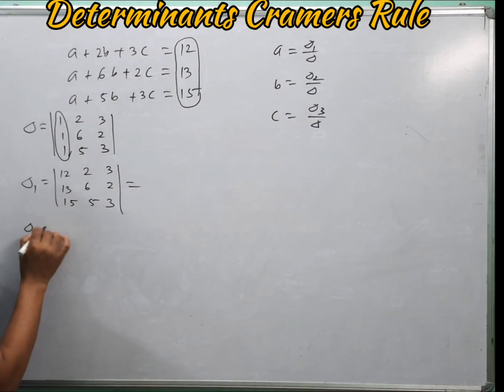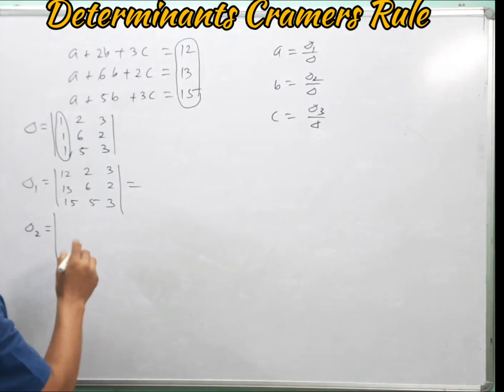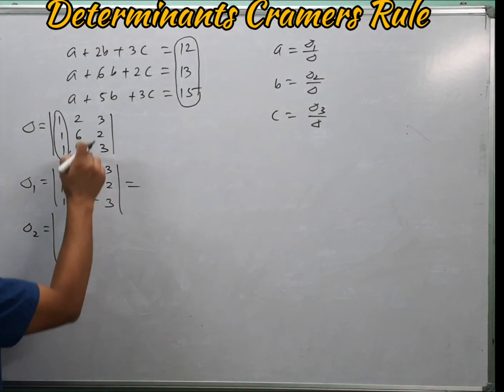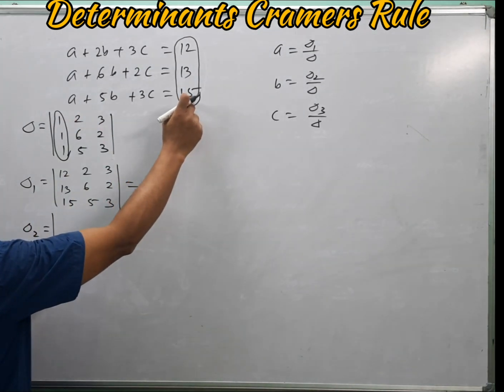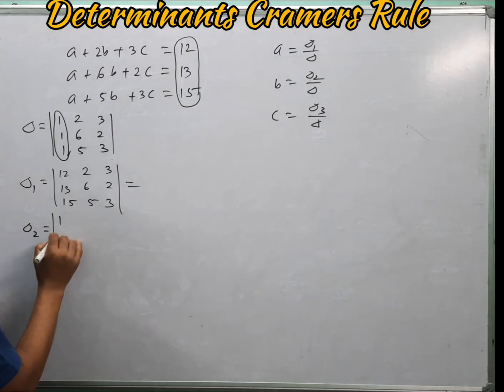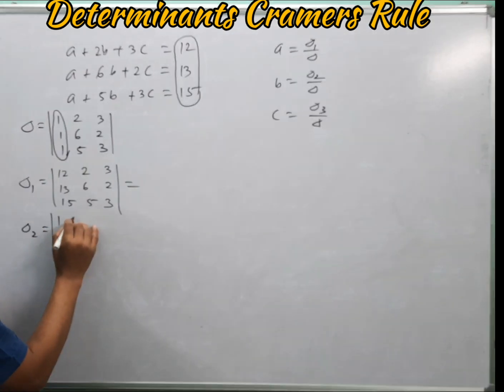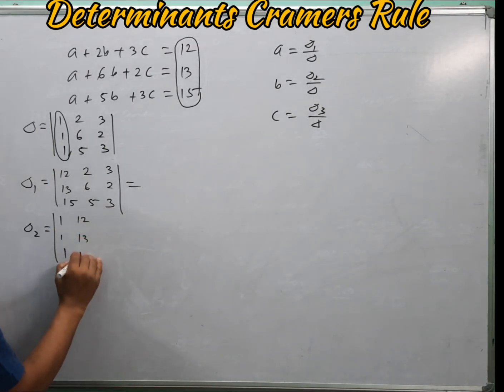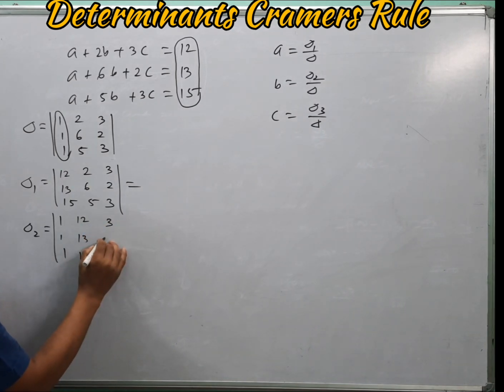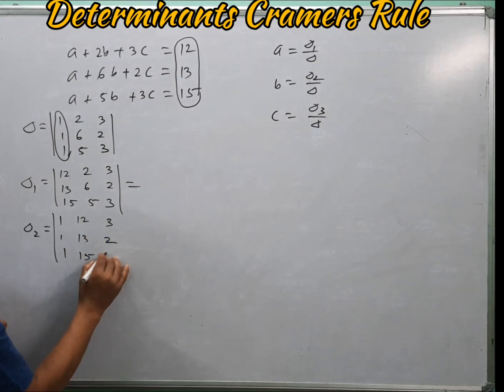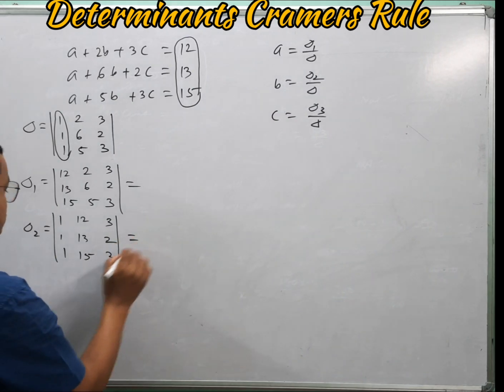Similarly, delta 2, we can find what? For delta 2, the second column of this will be replaced by this column. Okay, that means here 1, 1, 1 as it is, but here is coming 12, 13, 15, here 3, 2 and 3. Okay, so we will solve this one.